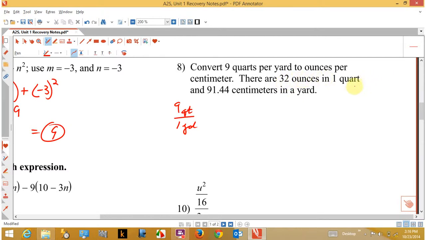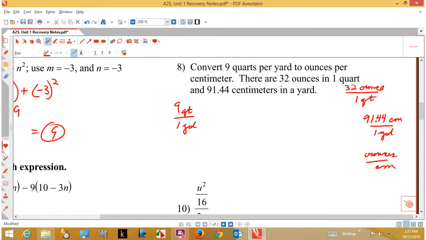Let's just write this over here. We're not going to use it yet as part of the equation, but 32 ounces, 1 quart. That's one of my conversion factors. The other one is 91.44 centimeters in 1 yard. Okay, and what I need as an answer is ounces per centimeter.